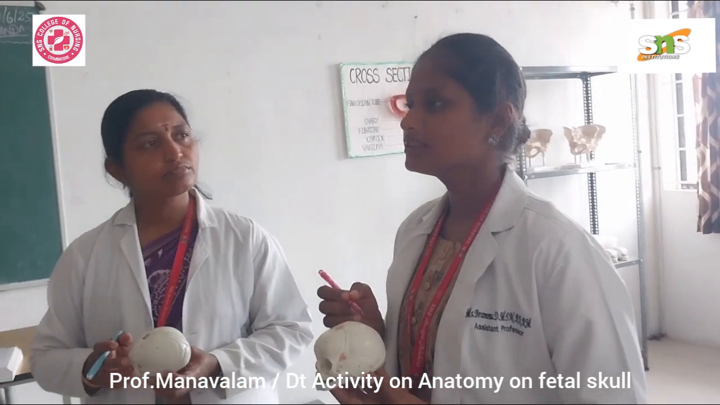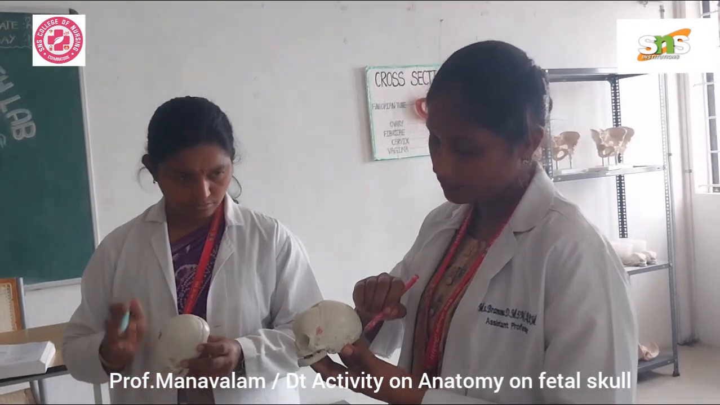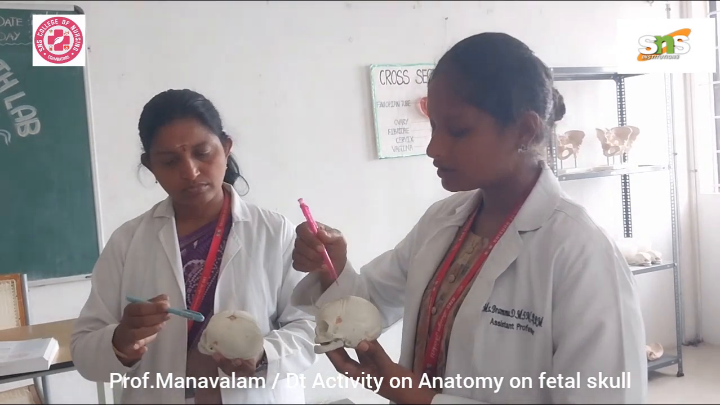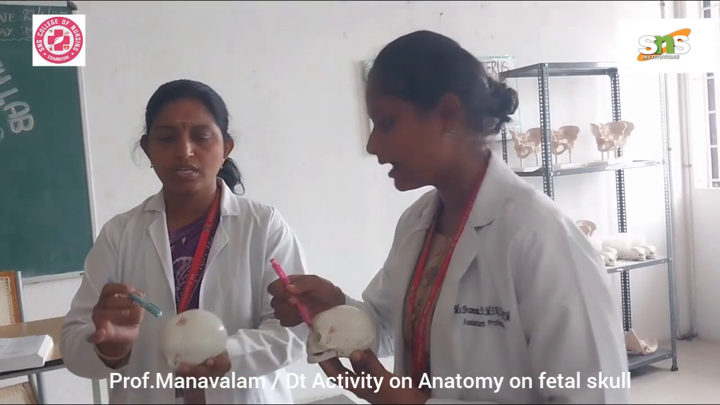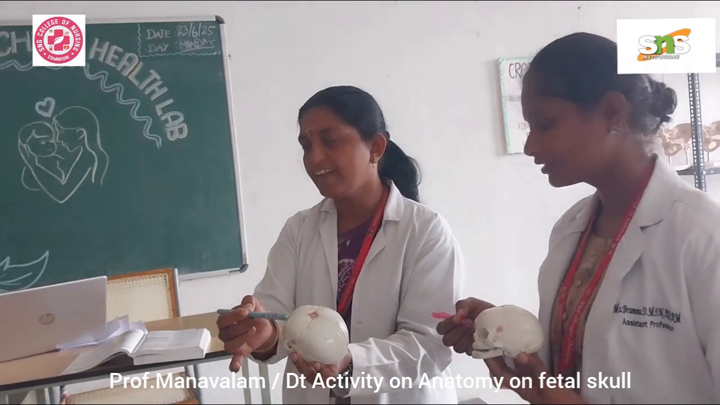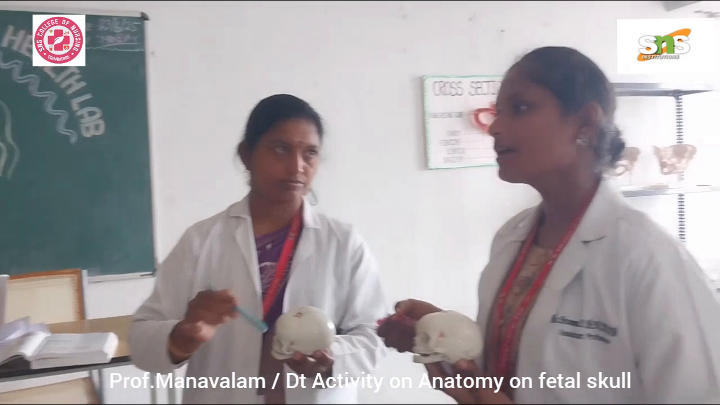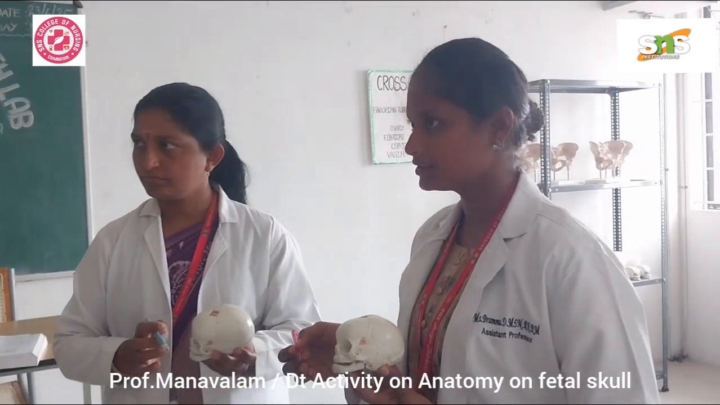Then the occipitofrontal diameter is measured from the occipital protuberance to the glabella, which is the center of the orbital ridges. Its diameter is 11.5 centimeters.